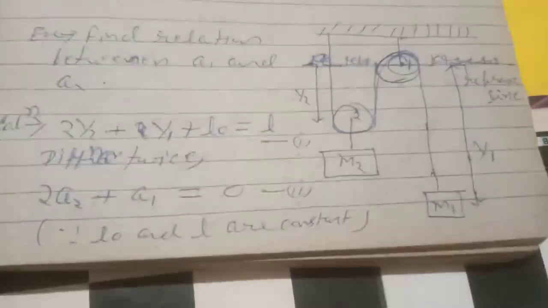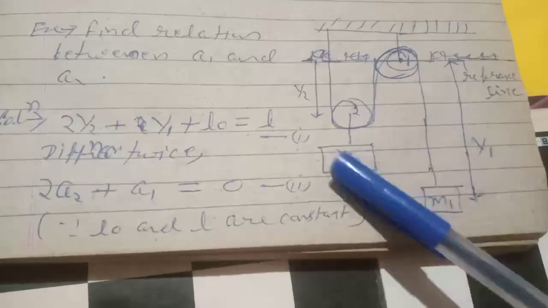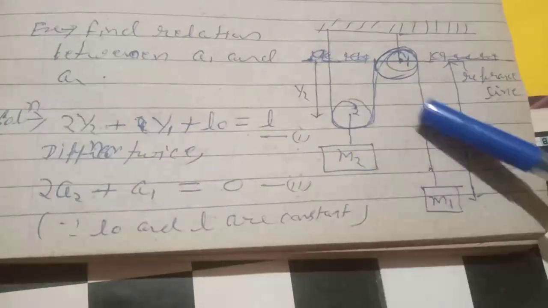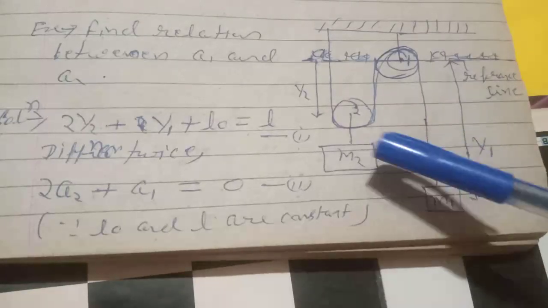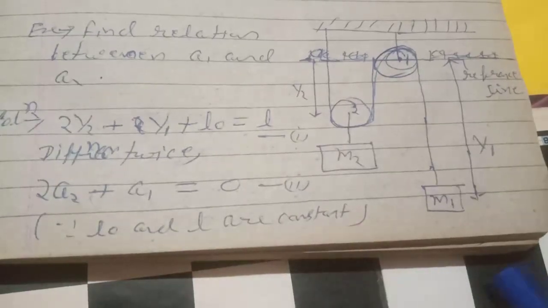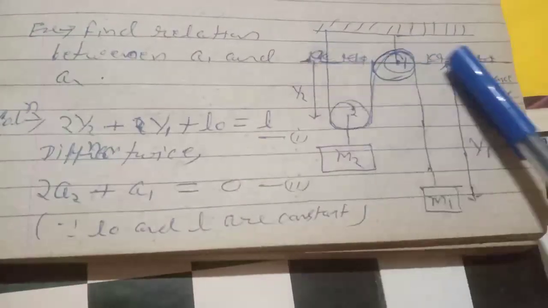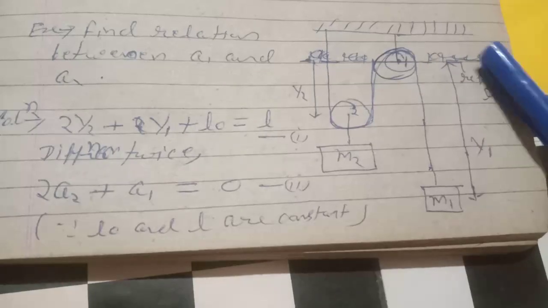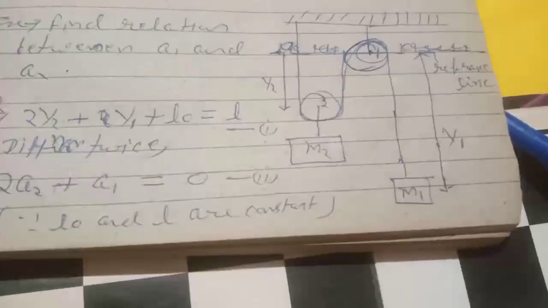Again, next problem. Find the relation between a1 and a2. This is the mass m1 and this is the mass m2. That is, we have to find the relation between the acceleration of mass m1 and the acceleration of mass m2. Again we can use the constraint relation. Because this is fixed, we have considered this as a reference line, and this distance is considered y2 and this distance is considered y1.